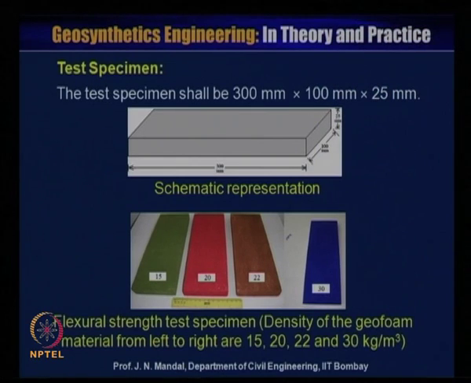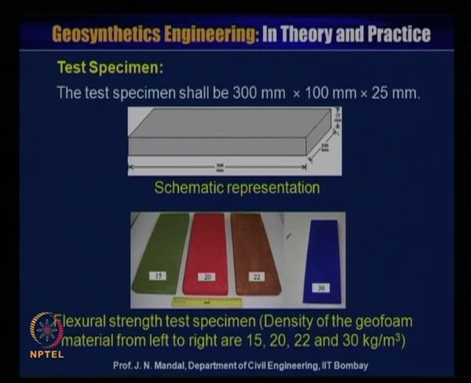Here is the test specimen. The size of this test specimen is about 300 millimeter by 100 millimeter by 25 millimeter. These are the flexural strength test specimens of different densities of the geofoam material. This one is 15 kg per meter cube, this one is 20 kg per meter cube, this is 22 kg per meter cube, and this is 30 kg per meter cube. So, these are the different densities of the expanded polystyrene geofoam material.